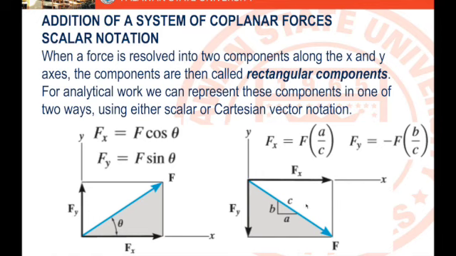So the idea is to multiply the hypotenuse of the resultant force with the proportional side of the smaller triangle divided by the hypotenuse, of course. So it's just ratio and proportion.